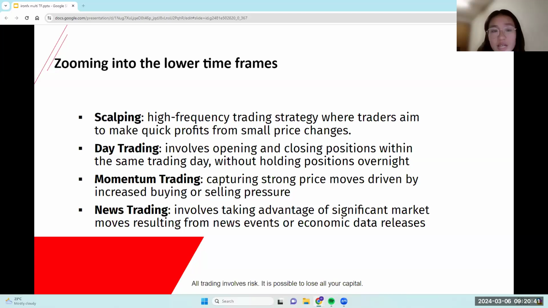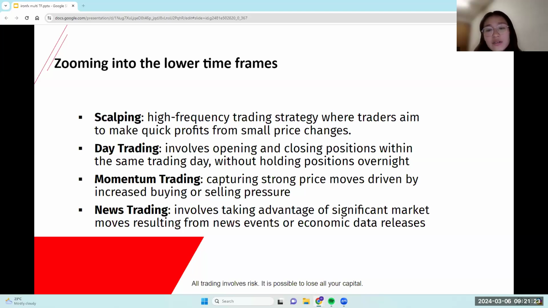Okay, so if we look at the lower time frames, there are also different kinds of trading methods. So firstly, we have scalping. So this is a high frequency trading strategy where traders aim to make quick profits from small price changes. So they open and close multiple positions within a short period. And sometimes it could even be as little as seconds or minutes, as long as they catch small price differentials. So scalpers often rely on technical analysis indicators such as your moving averages or oscillators to identify short-term trading opportunities.